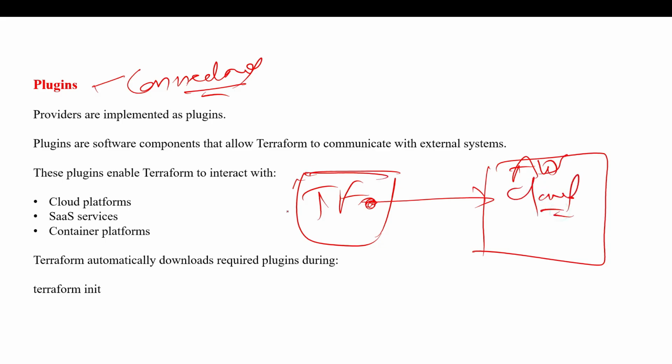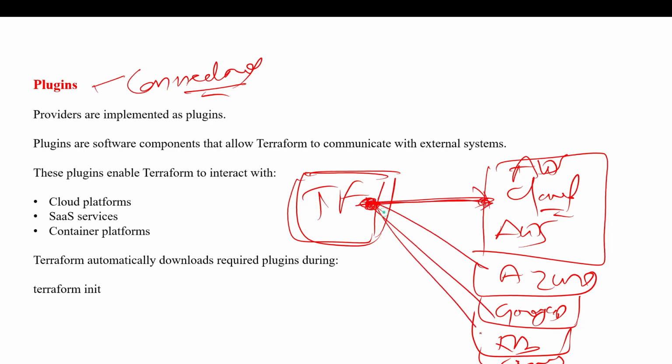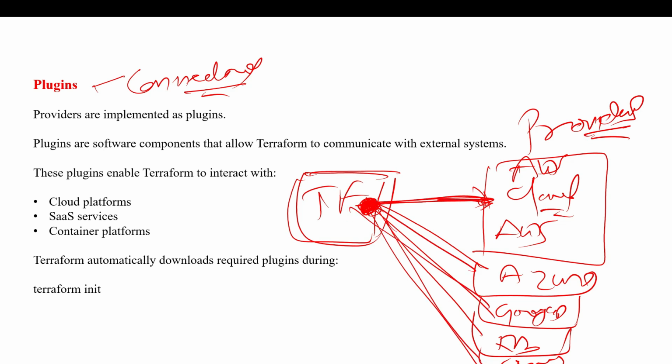So this Terraform is going to connect to the AWS cloud. Maybe you are using the Azure cloud, or the Google cloud, GCP, or it could be your IBM cloud, or your Oracle cloud. So your Terraform needs to connect to each and every cloud service provider. What is the way Terraform can connect to the different cloud service providers? With the help of plugins, which are also called connectors.